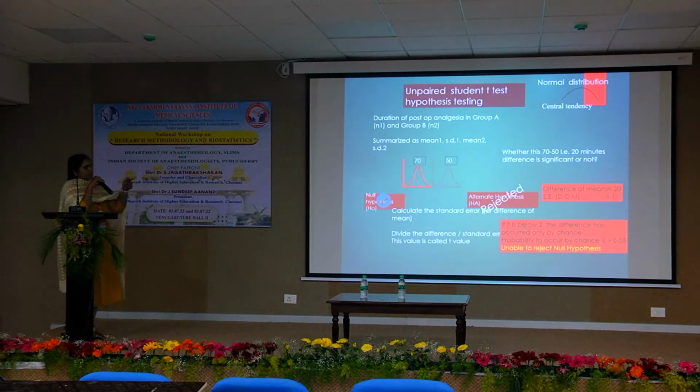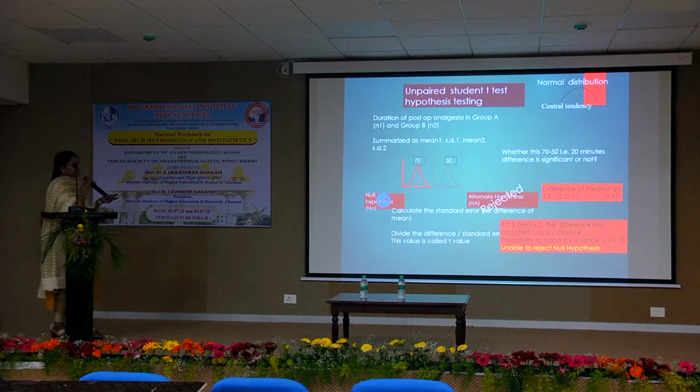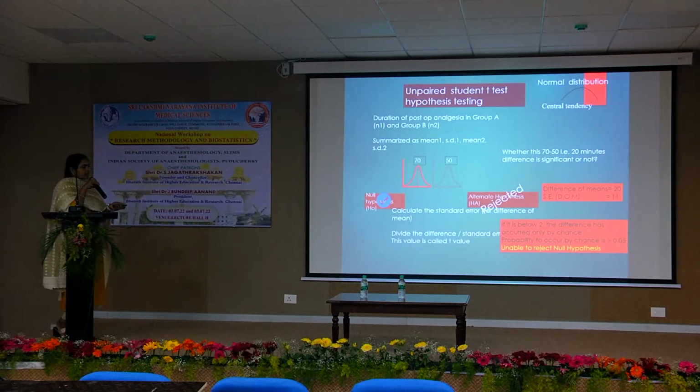If the difference of means is 20 but the standard error is 11, again the t value is calculated. If it is below 2, the difference has occurred only by chance, and the probability of it occurring by chance is more than 0.05. So we are unable to reject the null hypothesis here.